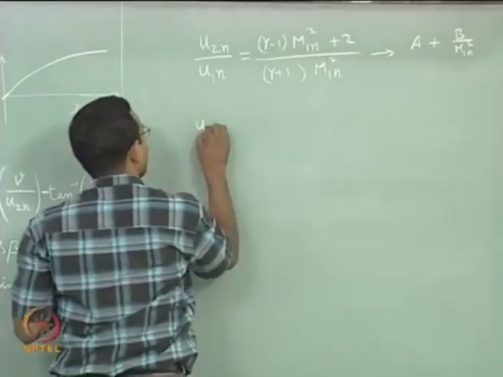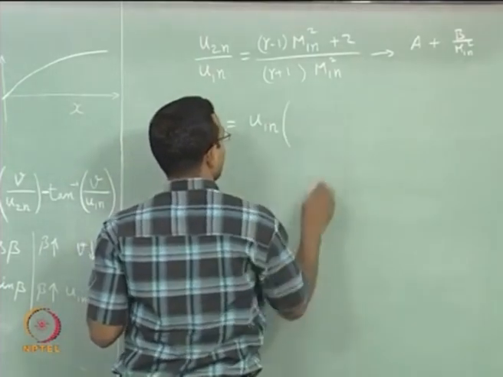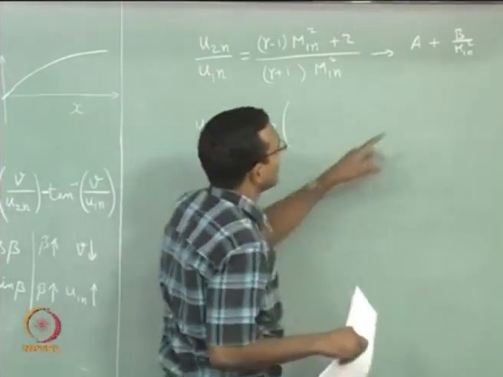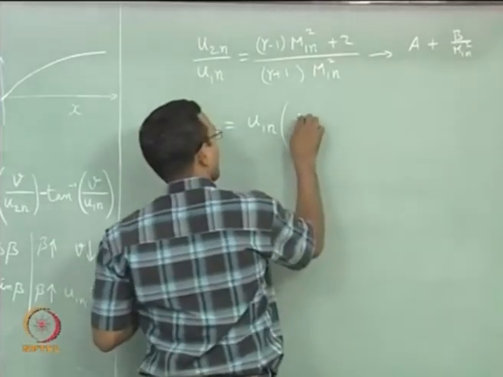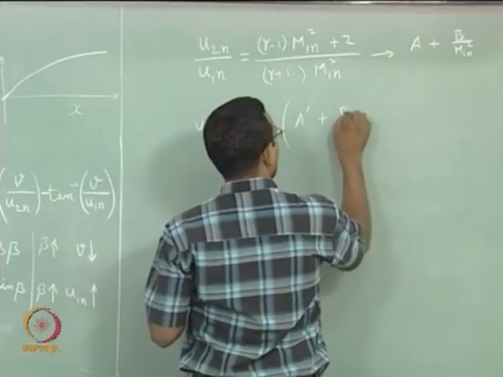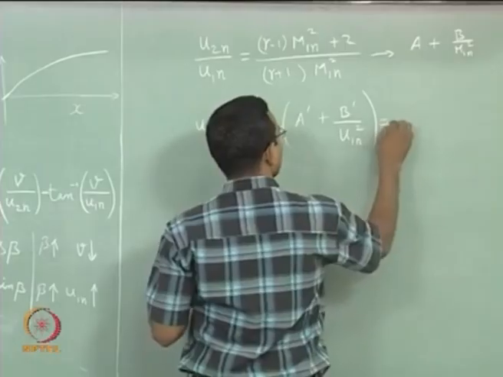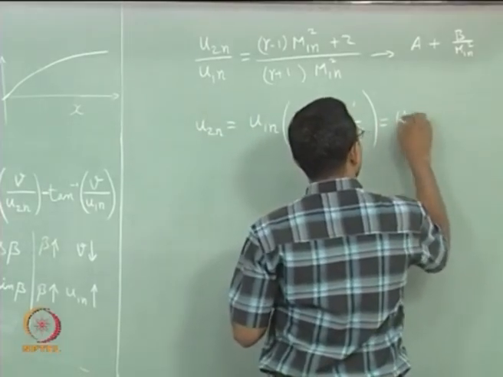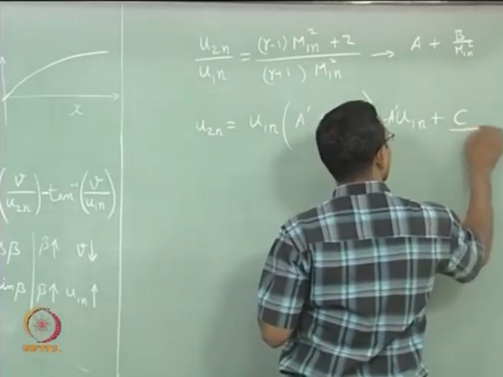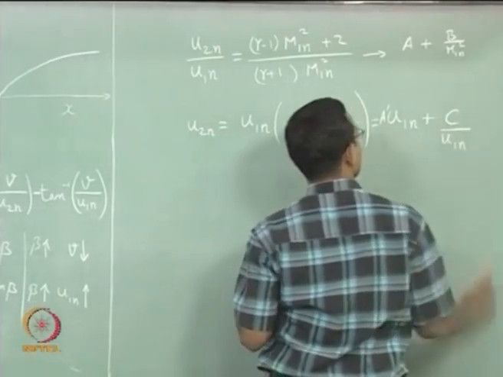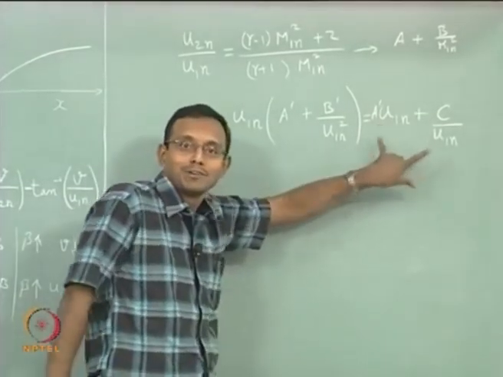So, now I want to write u2 normal equal to u1 normal into, let us say I want to write this m1 normal in terms of u1 normal, of course it will become a prime plus b prime by u1 normal square. So, this looks like A prime u1 normal plus C by u1 normal, something like this. This is not a simple function in u1 normal, that is our problem currently.